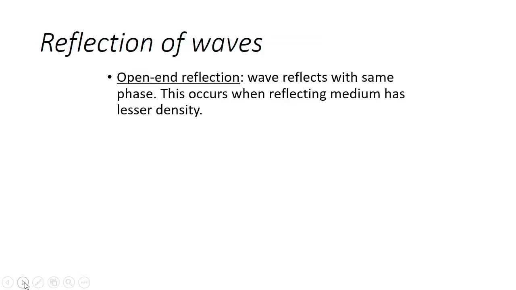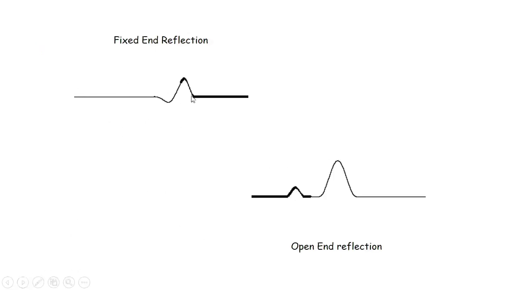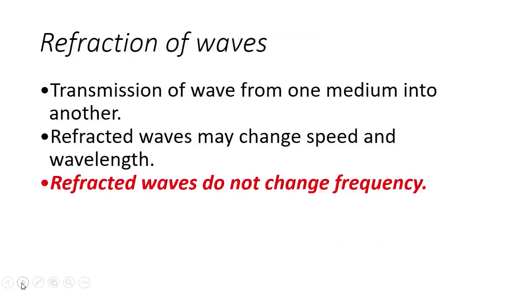Now we have an open-end reflection. Let's look at this example. The end is open, so it hits a boundary and then it reflects back. Let's look at another one. Fixed end and the open end. You see the two diagrams that are moving, how the waves are reflected back.